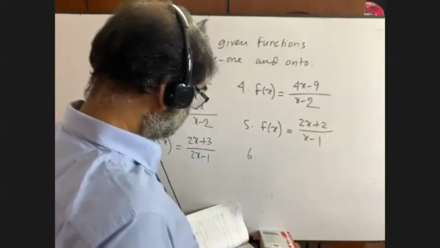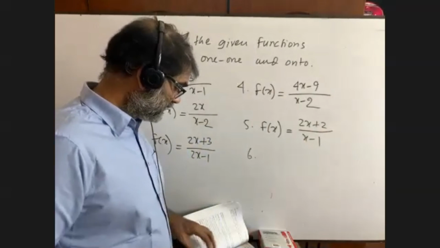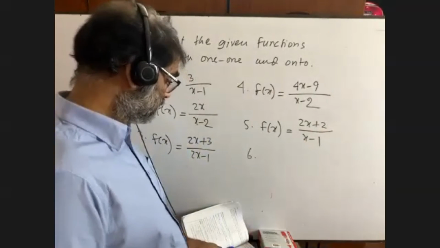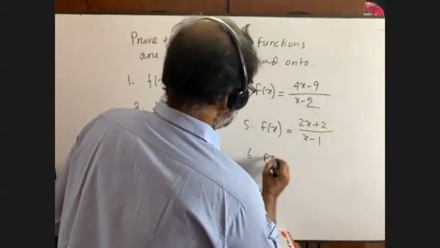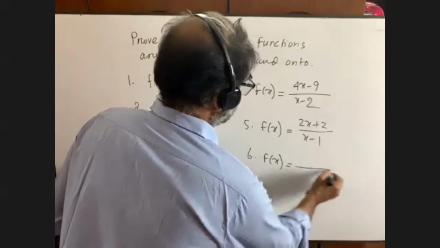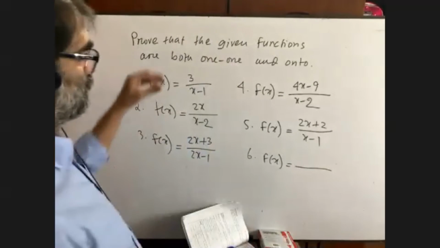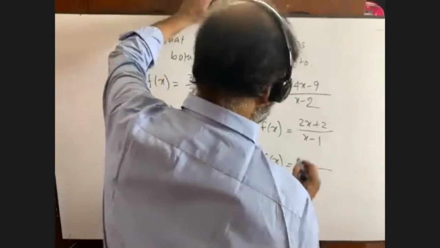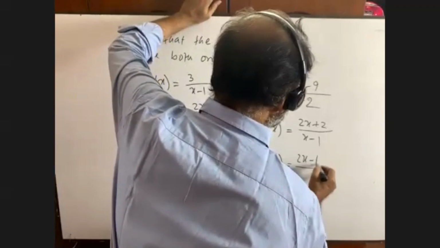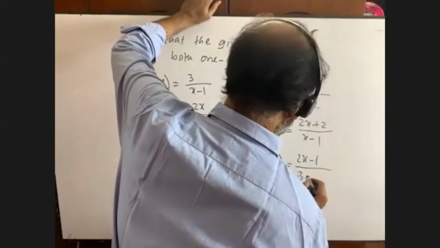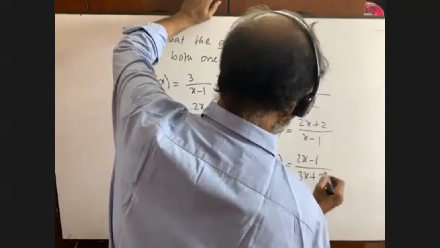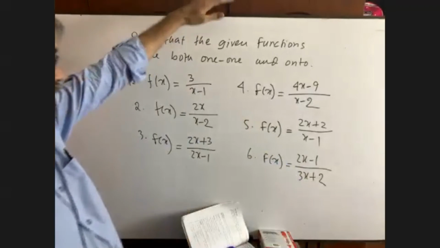Number 6, these maths have been given from the book. Number 6, write down f(x) is equal to. I have given you 6 maths.